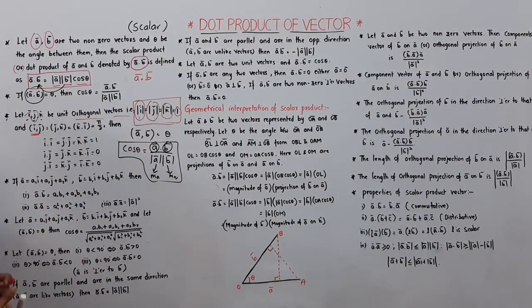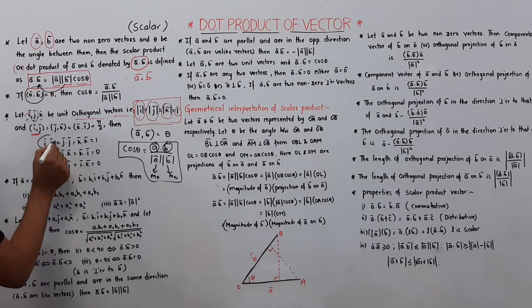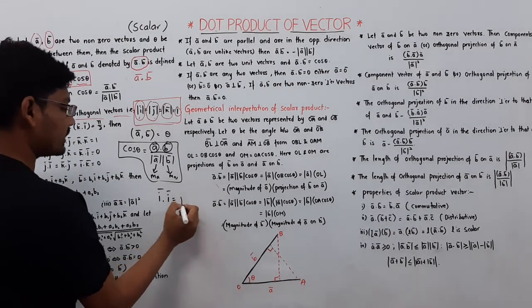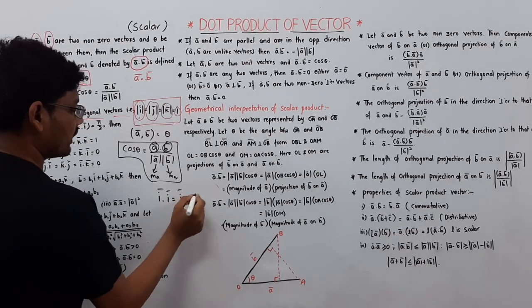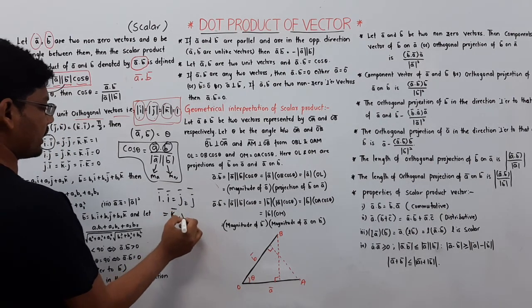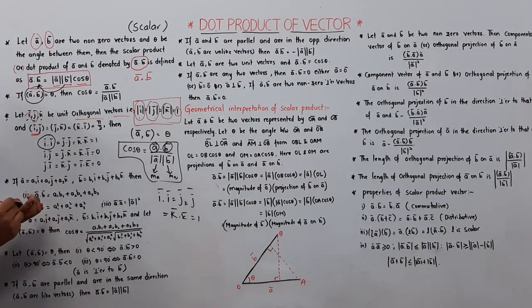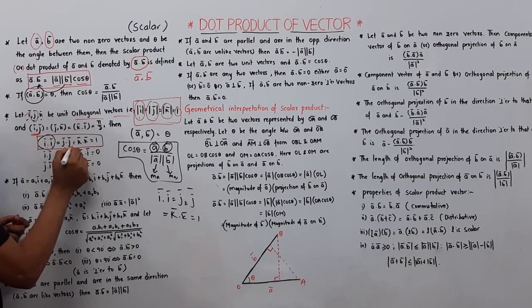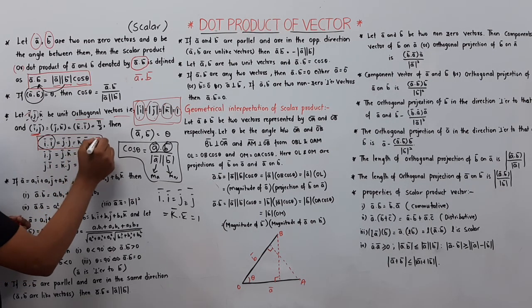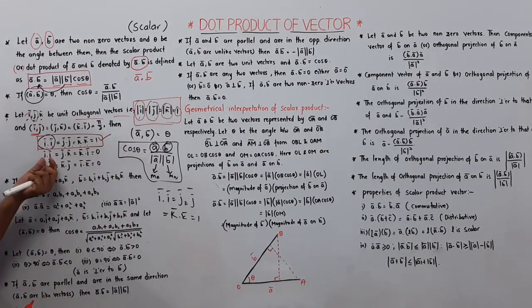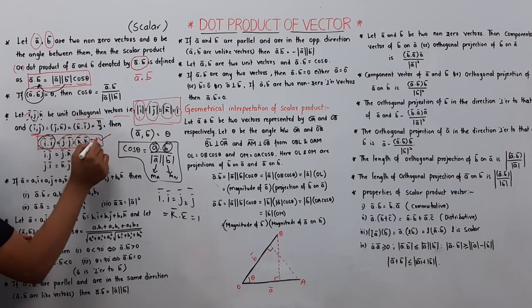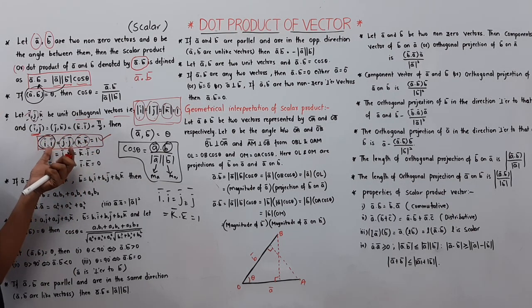Point number 3 here. Now the product i bar dot i bar is equal to j bar dot j bar, and is equal to k bar dot k bar, is equal to 1. Here this is the most important property. The dot product, the scalar product, of i bar with i bar, j bar with j bar and k bar with k bar is equal to 1. If the similar vectors are there, then the dot product of two same vectors is equal to 1.